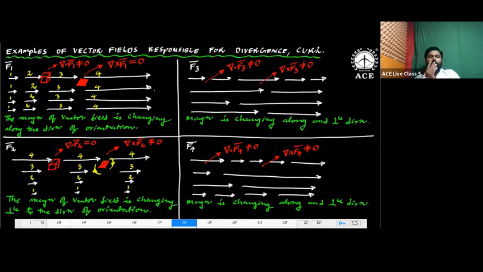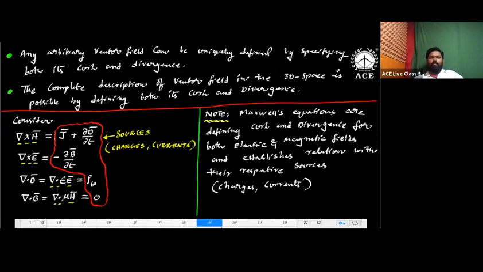If you have two arbitrary fields, they will never have the same set of curl and divergence. If they have the same divergence, they will differ in the curl, and vice versa. So what is the mathematical definition of uniqueness? Any arbitrary vector field can be uniquely defined by specifying both its curl and divergence. Clear? So interestingly, Maxwell's equations define the curl and divergence for both electric and magnetic field vectors.